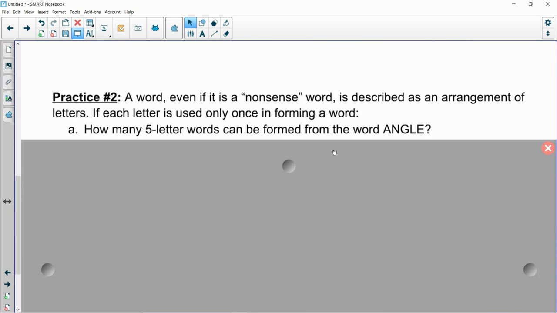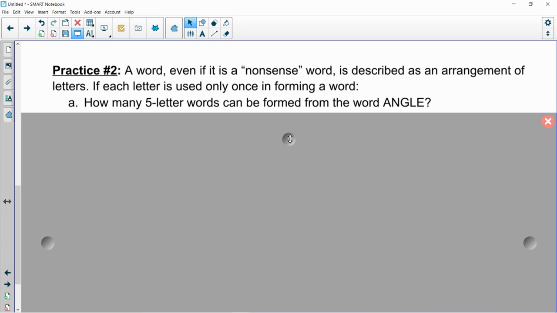All right, how about another practice problem? So we're going to talk about making different words. Now, when we talk about making words, we're not talking about the Queen's English. We're not talking about being able to look the word up in a dictionary. All we're saying is it could be a ridiculous word that makes no sense. We're just rearranging the letters. Okay. So here in part A, we're going to take the word angle. 5 letters. They're all different. And we're going to figure out, if we use each letter only once, how many different 5-letter words we can make.